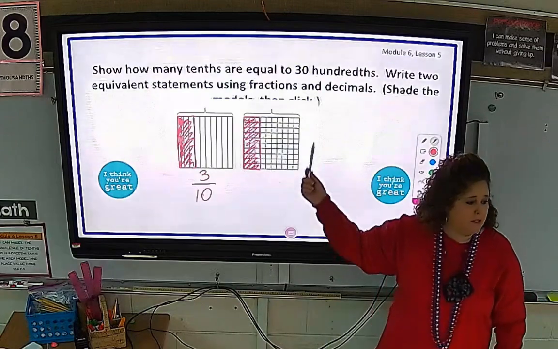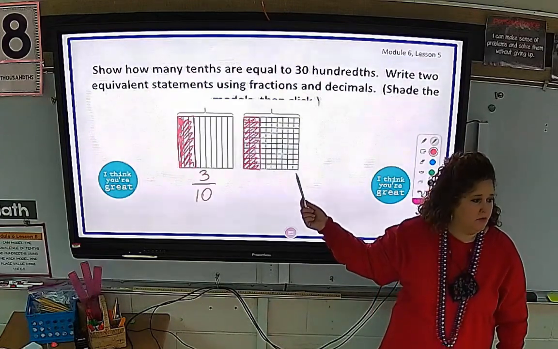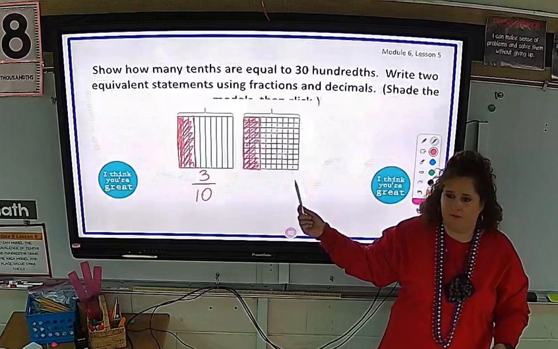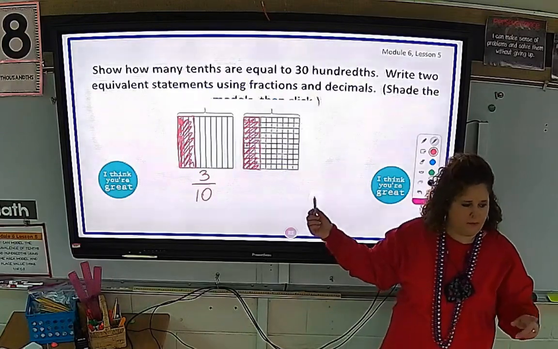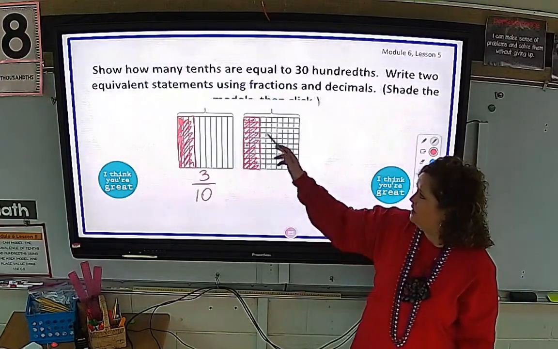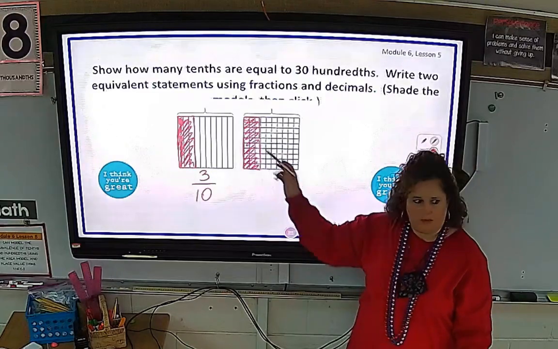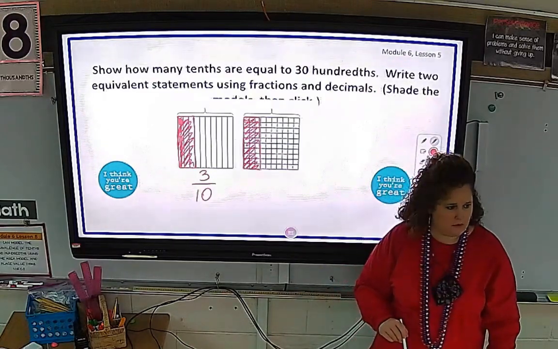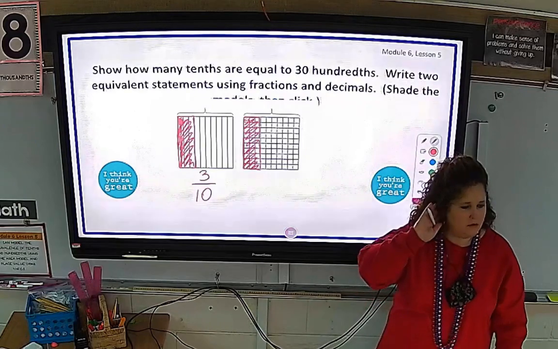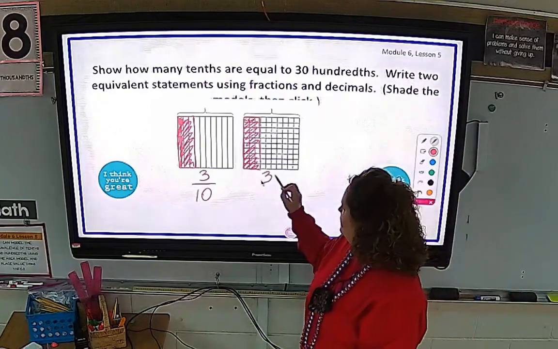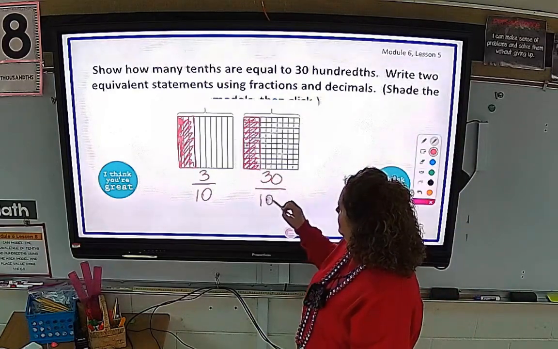How many little bitty boxes are in here total? 100. Yeah, we don't have to count them. We know that's 100. But Faith, what's the fraction to go here? How many of these hundredths did we just shade in? Say it real loud. 30. Okay. 30 hundredths.